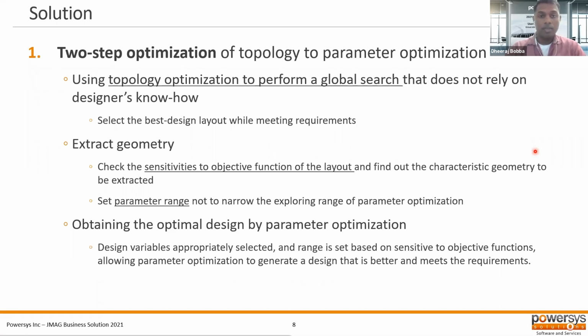And then what we can do is extract the geometry or the optimum design from that, check the sensitivities of the shapes to objective functions, and then set parameter ranges for those small geometries such that we can do a parametric optimization and then get a better design in the end overall.